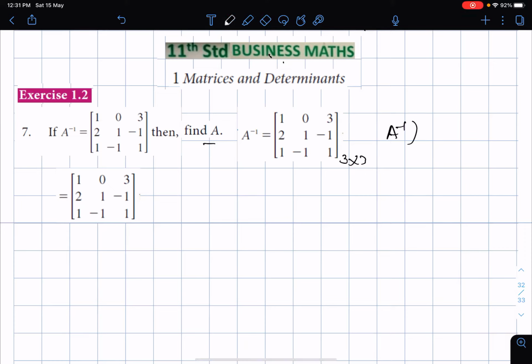A inverse, the whole inverse equal to A. This is a known fact. But here, when we find out the inverse for the inverse, it will be confusing for us. So, I am going to write let A inverse equal to B. I am going to name it as B.